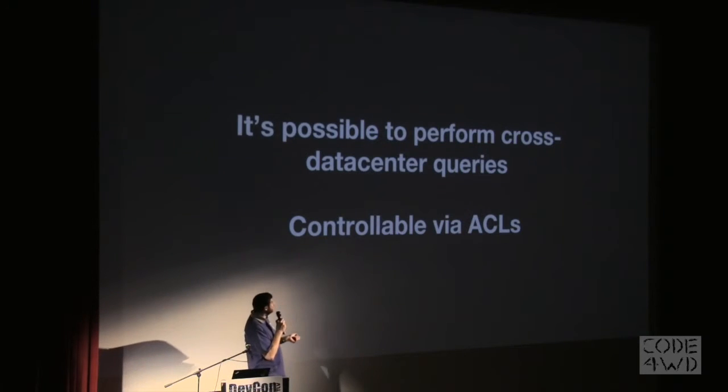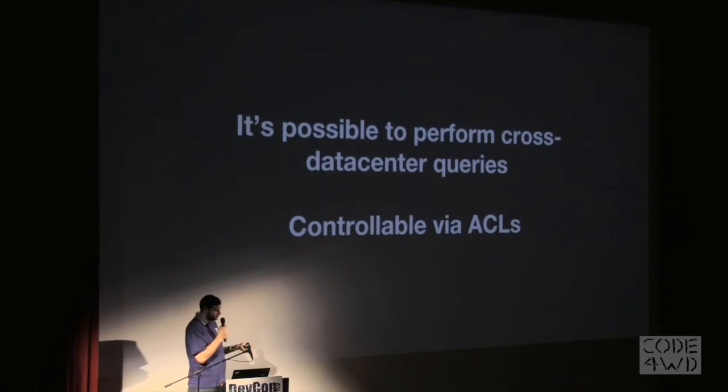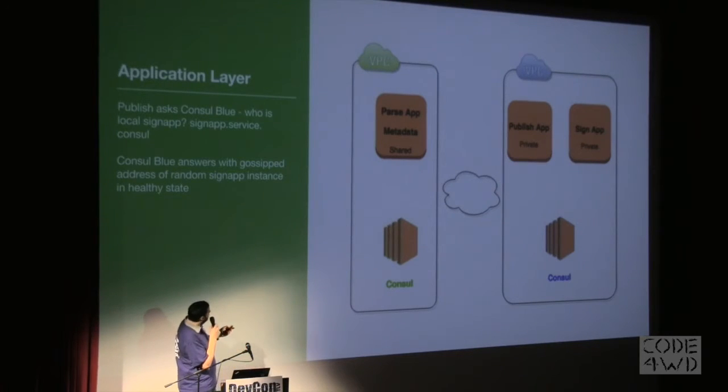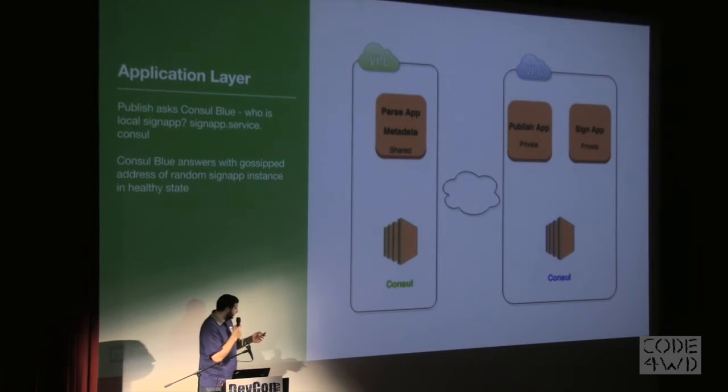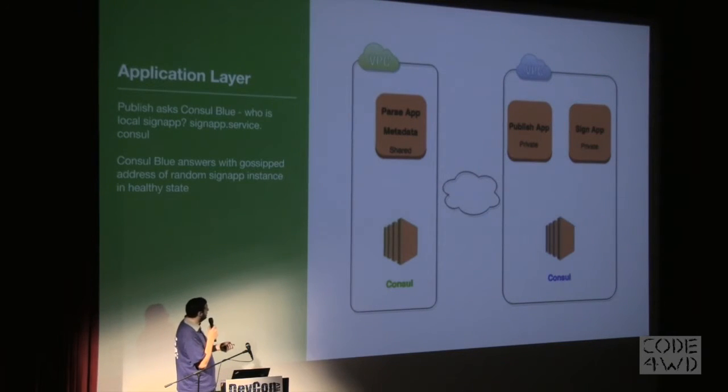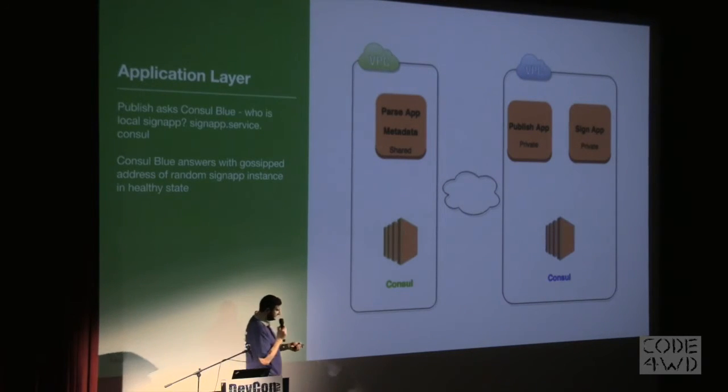It's possible to perform cross data center queries, and that's controllable via an ACL system. So how do cross data center queries work? If this was a local query, say publish is in Console blue, and publish says I want to find sign app in my local Console. So publish app is going to ask Console blue, who is sign app? Console is going to look for the gossiped addresses that it has that happen to be running sign app, and it'll give it an address. Life is nice and dandy.